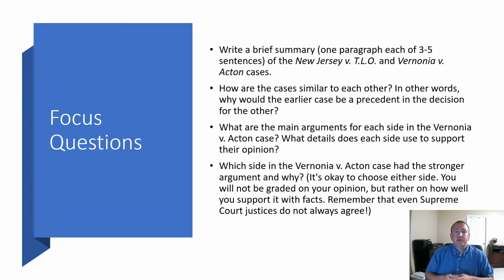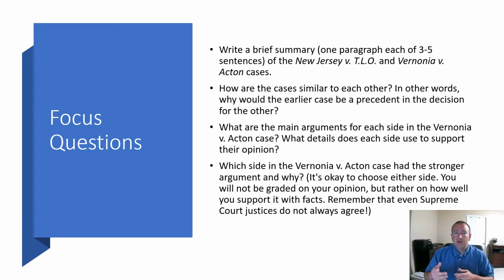And then the second question is asking, how are the cases similar to each other? In other words, why would the earlier case, New Jersey versus T.L.O., which took place in '85, be a precedent in the decision for the other case, Vernonia versus Acton, which took place in '95, so 10 years later.